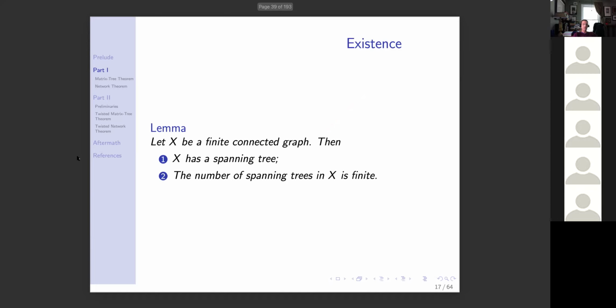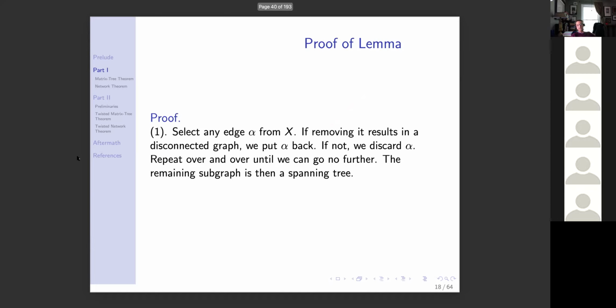This is an easy lemma to prove. How do you prove it? You select any edge from the graph X, any one at all. If removing it results in a disconnected graph, that is a graph in which you cannot join vertices necessarily, then we put the edge back. We leave it alone. If not, we throw away that edge we removed. And we repeat this over and over until we can go no further. And the remaining subgraph is then obviously a spanning tree if you think about it for about 10 seconds. So this is how to construct a spanning tree.